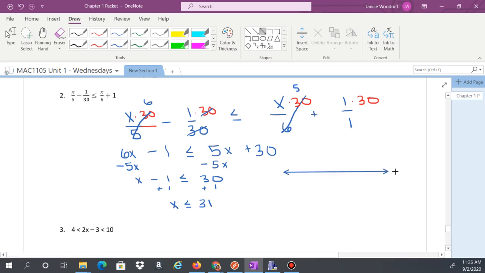Then I have my number line. I've got 31 less than, so we're going to the left. And it's or equal, so I'm going to get a square bracket at that 31. And then the lowest number, since it's going to the left, is going to be negative infinity. Infinity gets a parentheses. 31 is my largest number, and that will get a bracket.